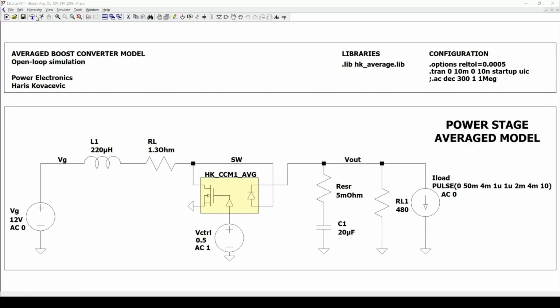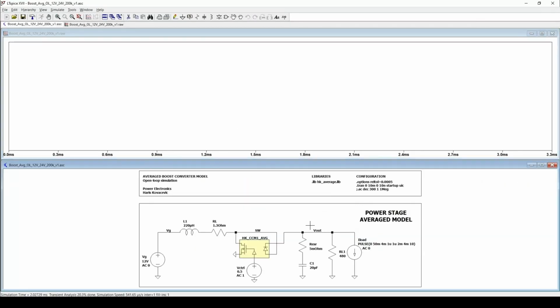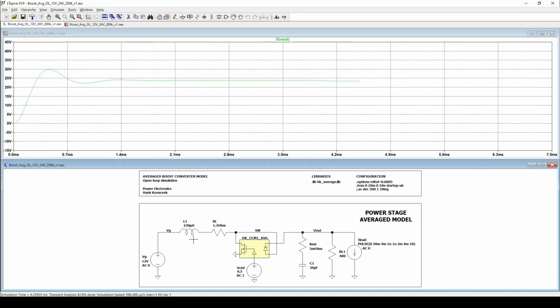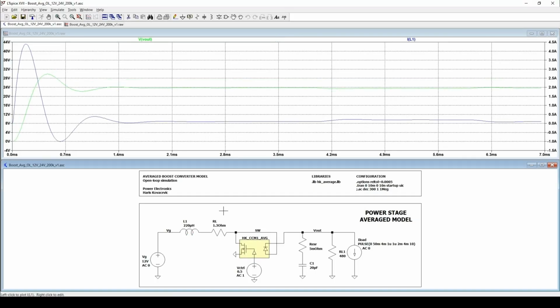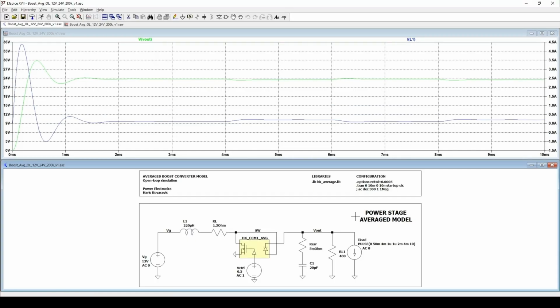Let's start with the transient response. In this demonstration, we will show the output voltage response, and we can also show the average value of the inductor current. The simulation runs 10 milliseconds, and now the simulation is finished. As you can see, we get the clean startup transient and then periodic load steps every 2 milliseconds.